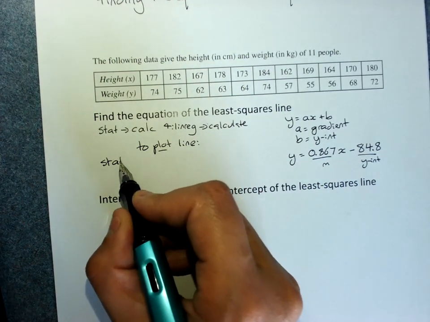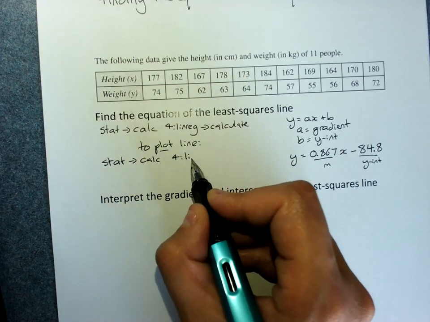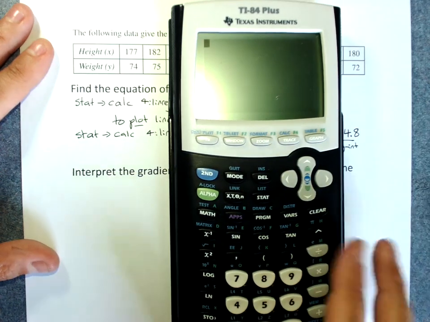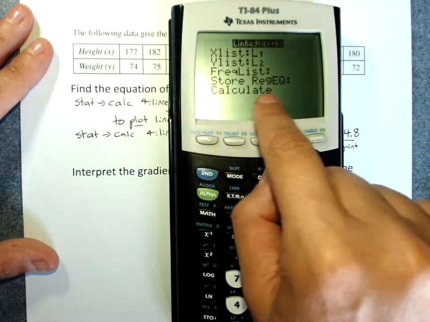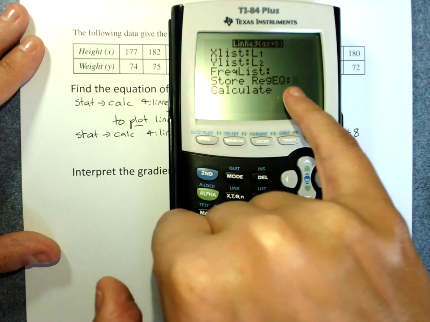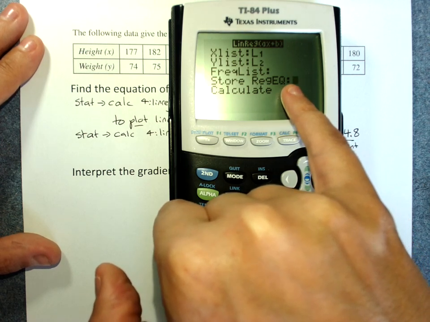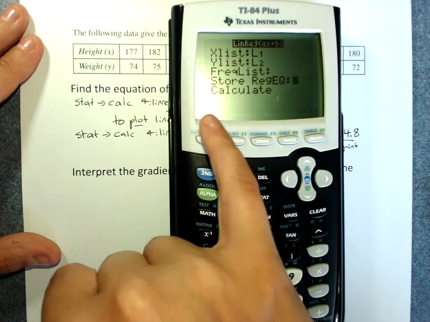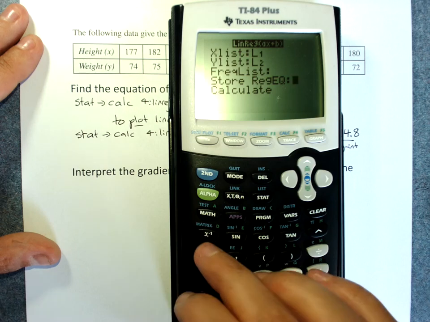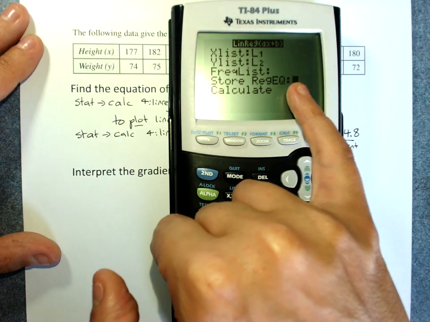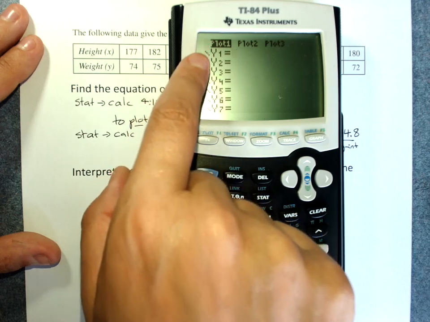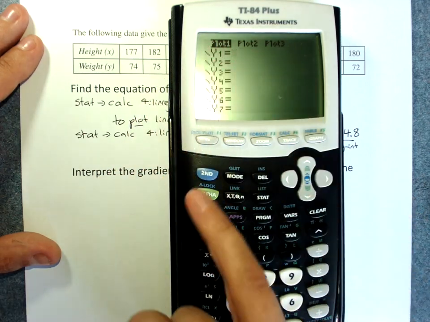We still do stat, calc, 4 is LinReg. Sorry about moving my page around everywhere here. Stat, calc, LinReg. But instead of moving straight down to calculate, we're going to come down to store. Now what this is saying is that I would like to store the equation of my line of best fit in the y equals, where the graphics calculator will know to graph it when I do my scatter plot. But to do that, we've got to say store this equation in y1. Let's hop out, because remember when we go in here, there's y1, y2, all the rest of it, and I want it to store it in y1.